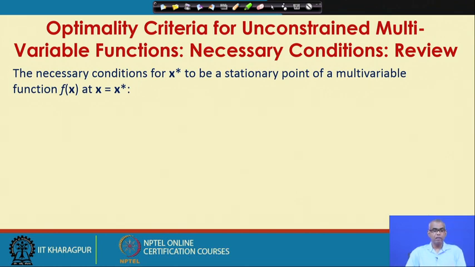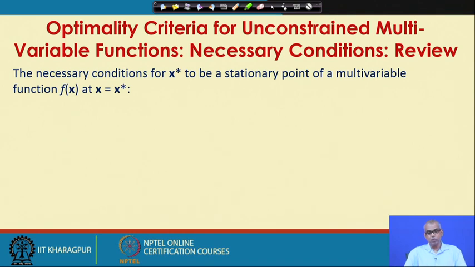So, let us again review briefly the optimality criteria for unconstrained multivariable functions. You know there are necessary conditions and there are sufficient conditions. So, we quickly review these necessary conditions and sufficient conditions, and we will take some example problems to understand the concepts better once more.